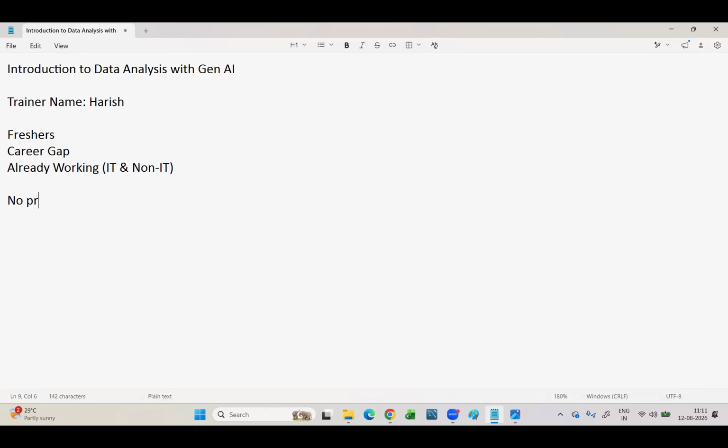So let me tell you here, no prior knowledge is required to learn data analysis in our institute, because we are going to make sure every concept will be started from basics to advanced. Okay, so that's a brief about your eligibility criteria.